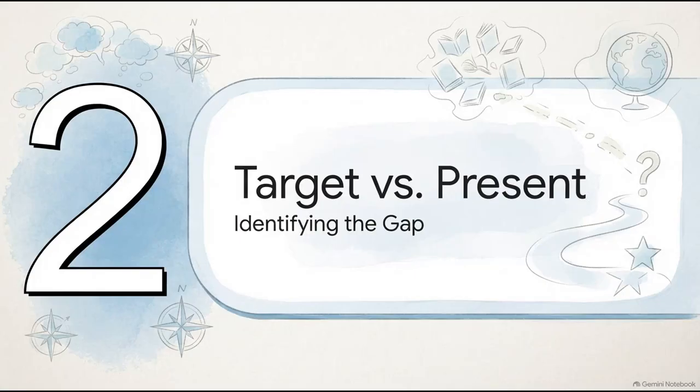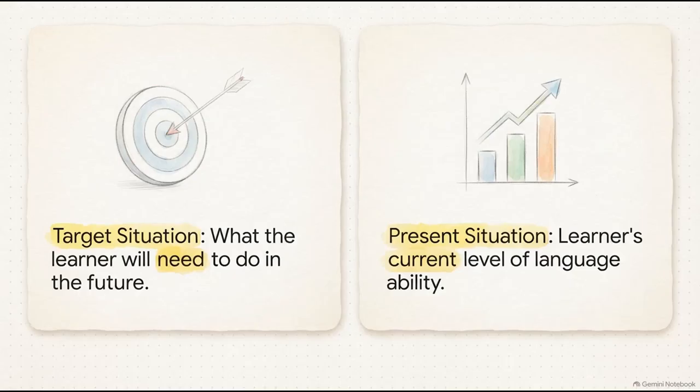Moving right into Section 2, Target versus Present Situations, Identifying the Learning Gap. So picture this as a direct comparison. On one hand, you have the Target Situation Analysis, or TSA. This is the future goal. It focuses entirely on what the learner will eventually need to actually do with the language. Are they writing complex academic lab reports, negotiating massive business deals, taking medical histories?